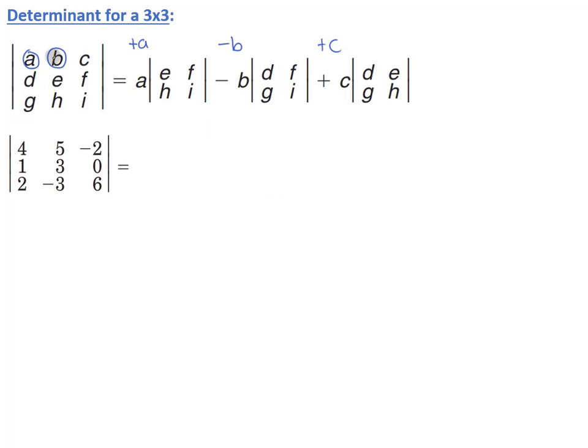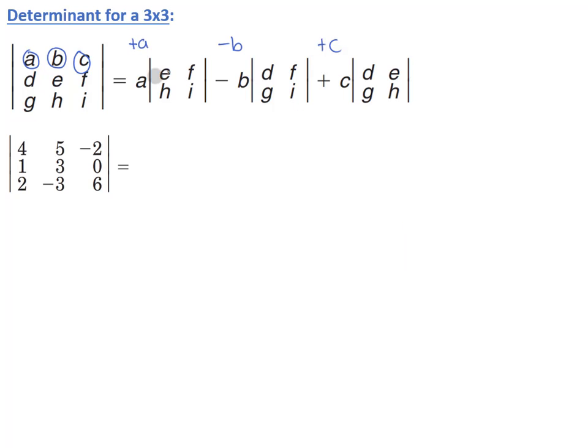Okay, and then as we move to the third value in this row, again, remember it goes plus, minus, plus, and if there was more, it would continue. But for 3 by 3, it stops here. We ignore the row and column that C is in, and this is our final determinant we need to find, D, E, and G, H.